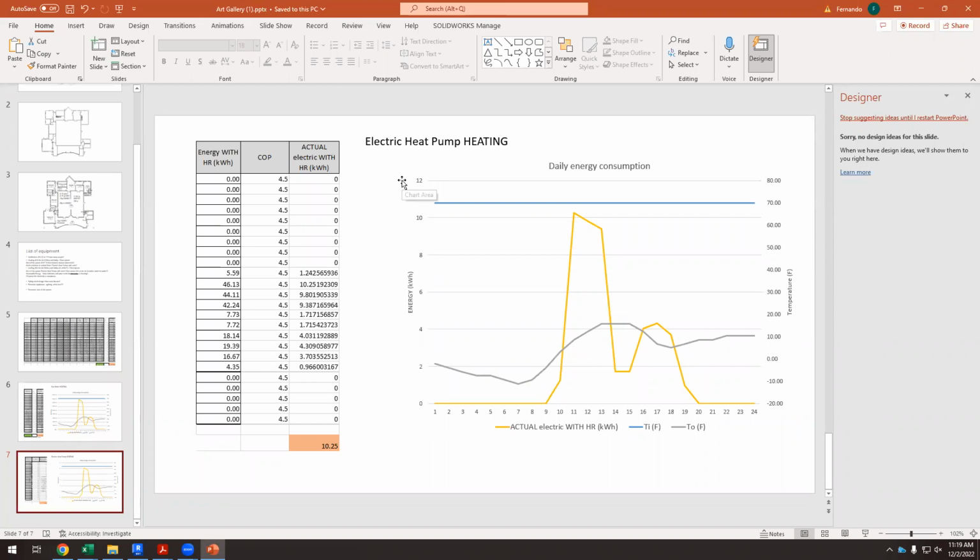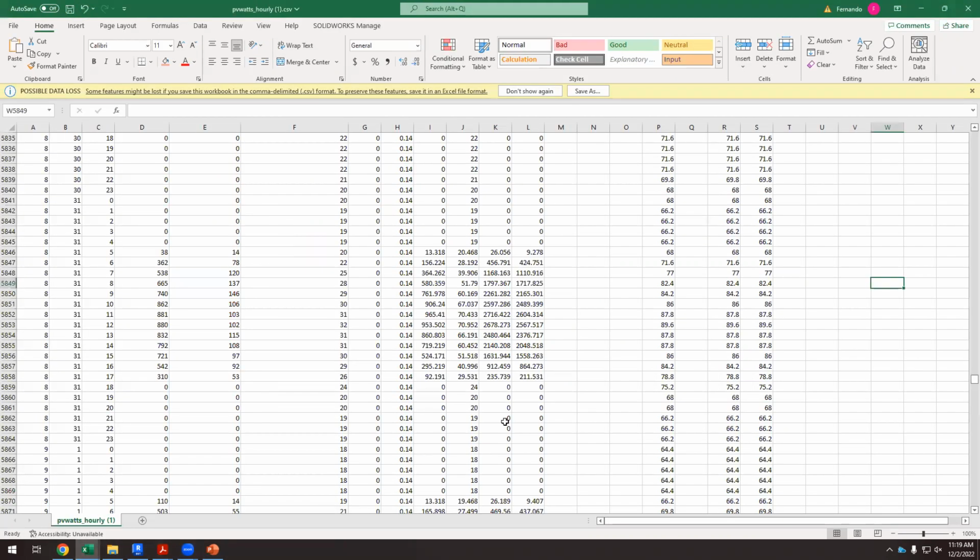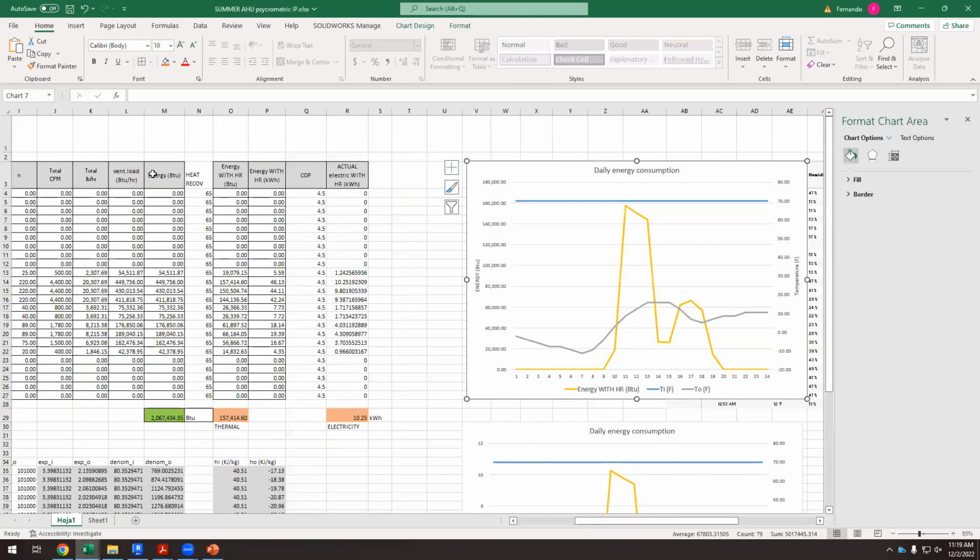For cooling, we don't have the option of BTUs or electricity. For cooling, we always need a heat pump with electricity. Okay? So if you do this for cooling, what do we have to do? We have to select the warmest day, that was August the 31st. You have to save this, if this is winter, as summer.